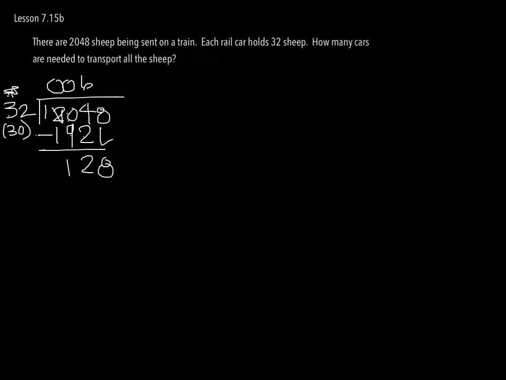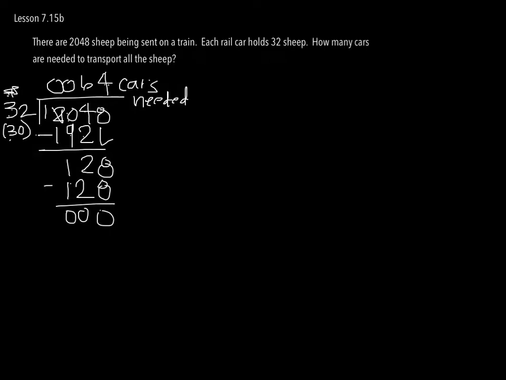Again, what I'm going to do is think of how many 30s in 128. That should be about 4, because if I skip count 30, 60, 90, 120, it's going to be close. So I'm going to go with 4. 4 times 2 is 8. 4 times 3 is 12. I subtract, and I've zeroed out. So my answer is 64 cars needed. That is the digit by digit method of doing this problem.